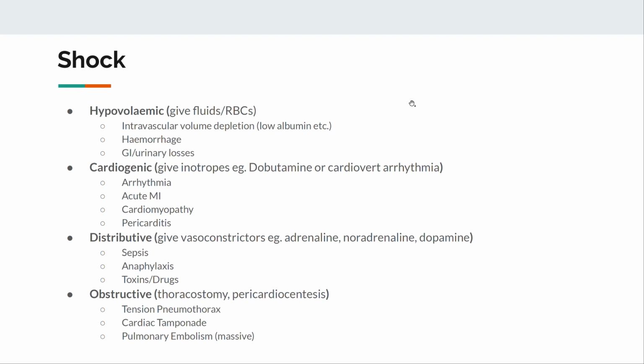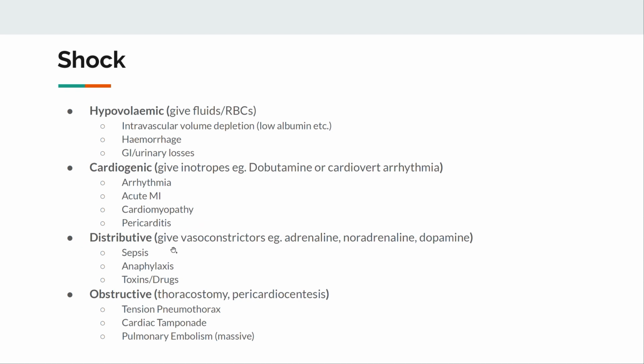Hemorrhage or GI or urinary losses. Someone with chronic diarrhea will be in shock. Cardiogenic shock is when the actual heart is failing to pump that blood, and that can either be because it's in an arrhythmia that reduces its efficiency of contraction, or it could be an acute heart attack, or a cardiomyopathy, or pericarditis, for example, constrictive pericarditis.